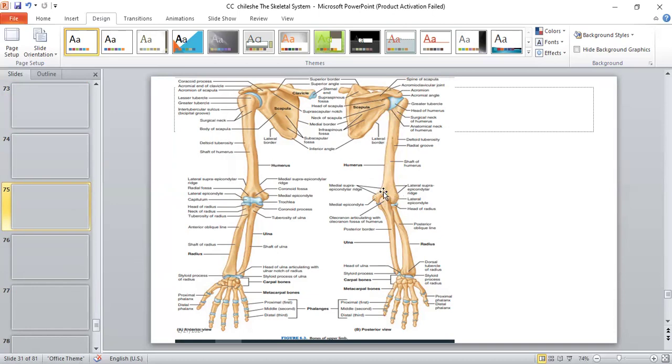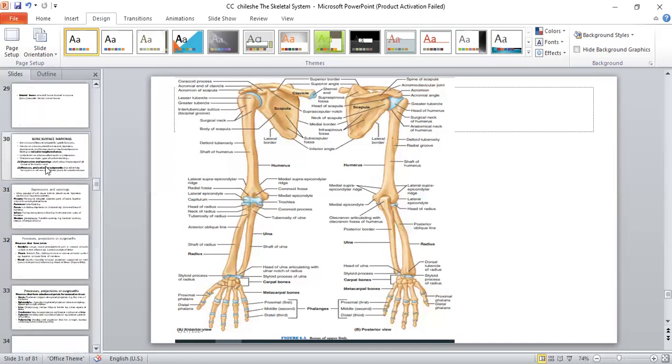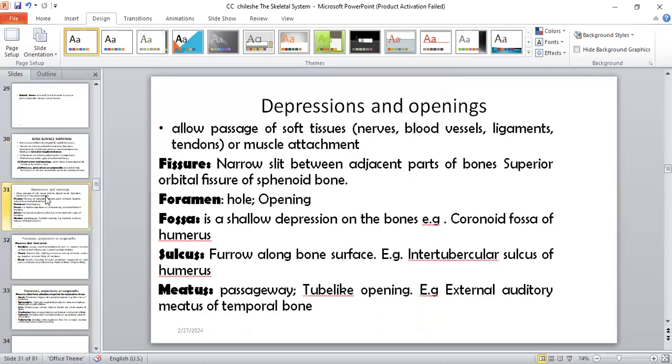So there is a space where this part of the ulna, the olecranon portion of the ulna, goes and enters that fossa the moment the person decides to extend his or her hand. So that is what a fossa is.